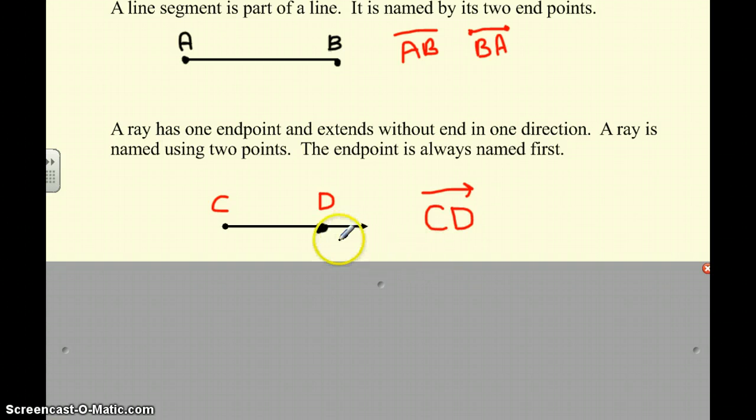Okay, now you cannot name this DC because you have to name the endpoint first. So if you did write DC, you'd really be talking about this line segment here instead of the ray CD.